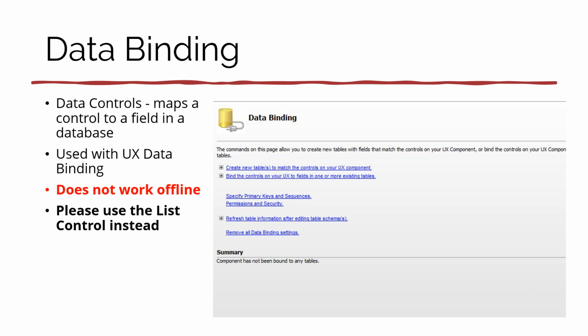And then lastly is data binding. It's usually the last section that you see in that property grid if you scroll all the way to the bottom. And what data binding is, is a mapping of a data control to a field in a database. There is a section in the UX Builder called data binding. There's a picture of it here on the right. What it lets you do is bind fields on your UX component to fields in a table.